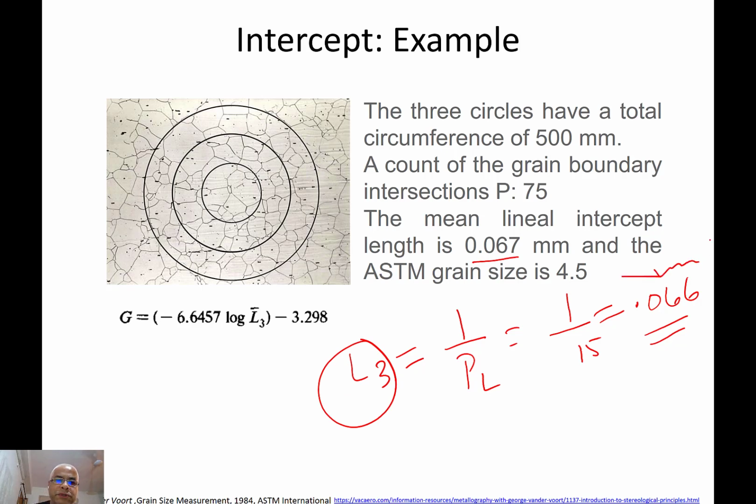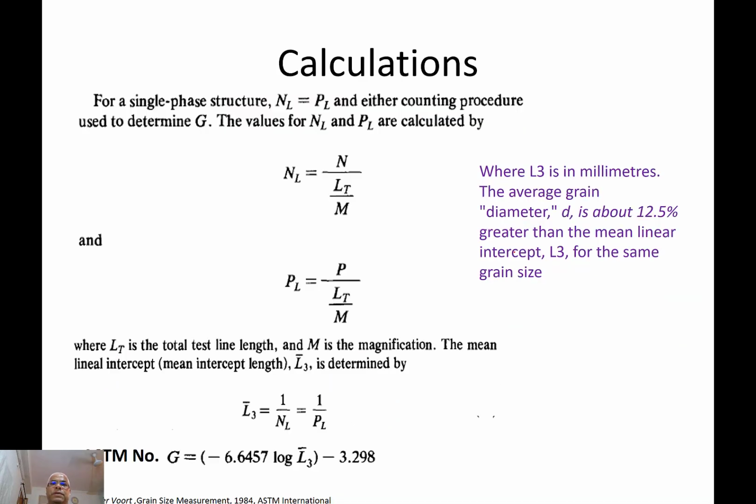This is used to calculate the ASTM number of the grain size. So when we put the L3 value of 0.0067 in this equation, we get the ASTM grain size number 4.5. So this is just the methodology for a single phase structure.